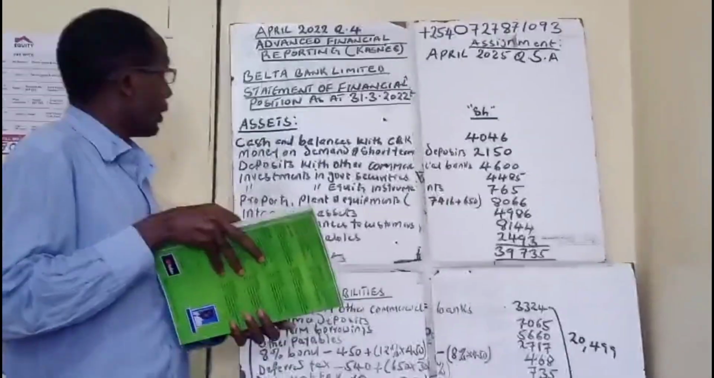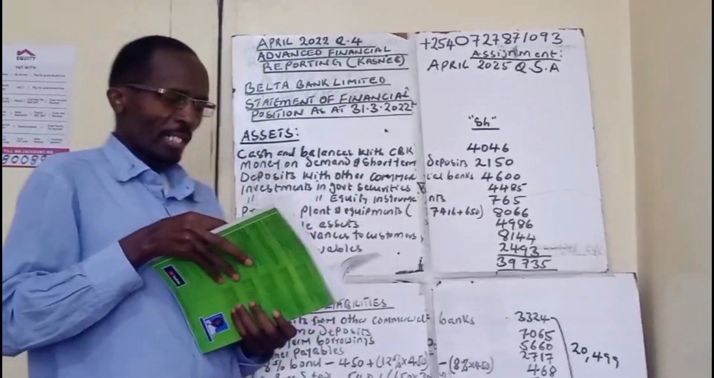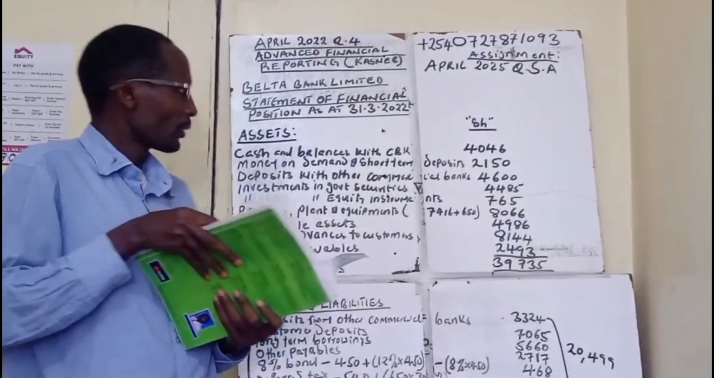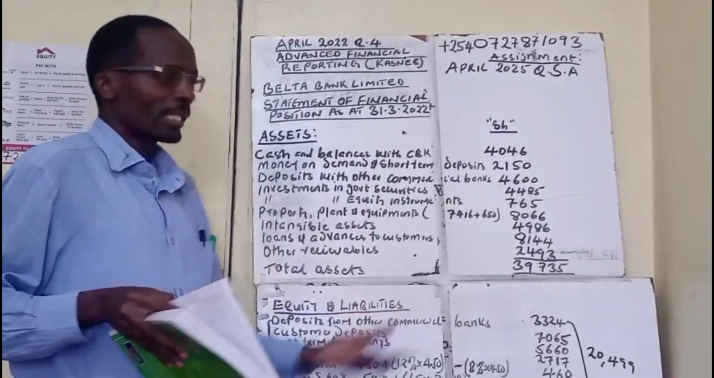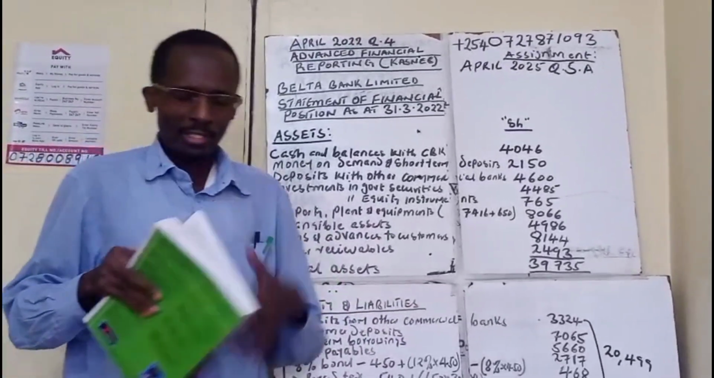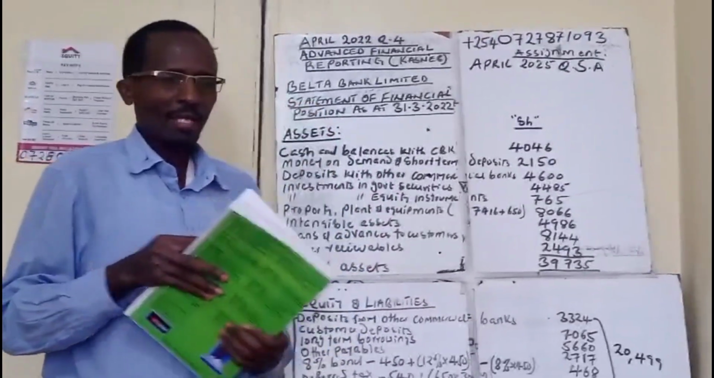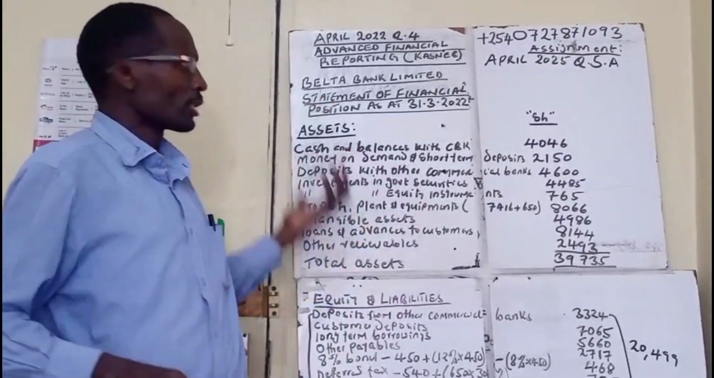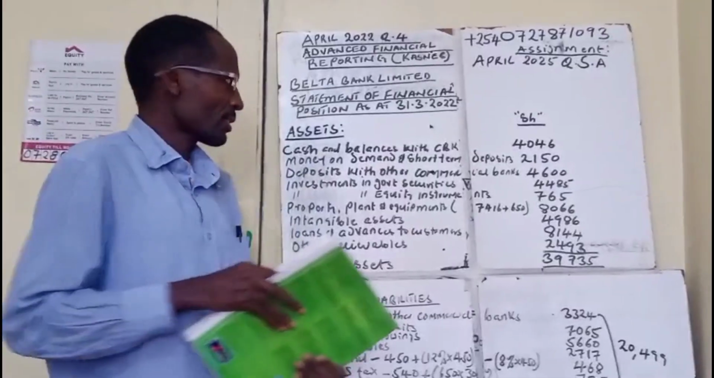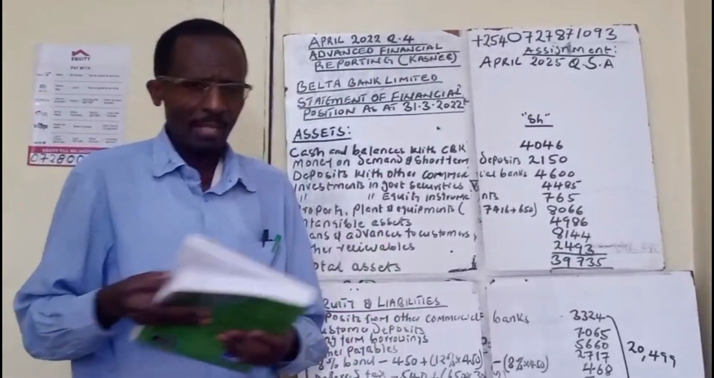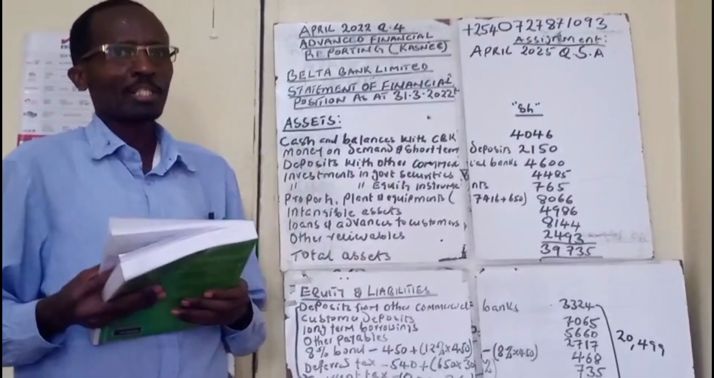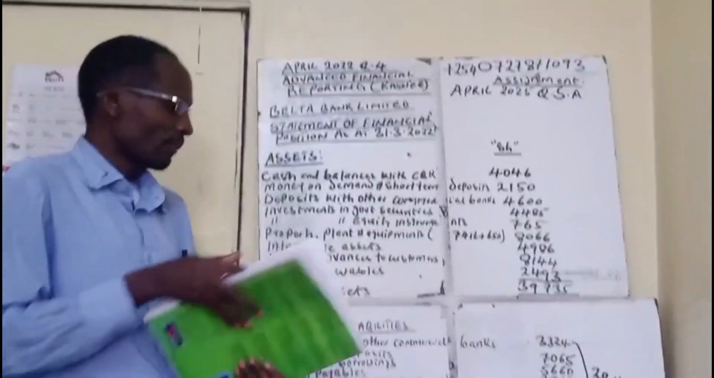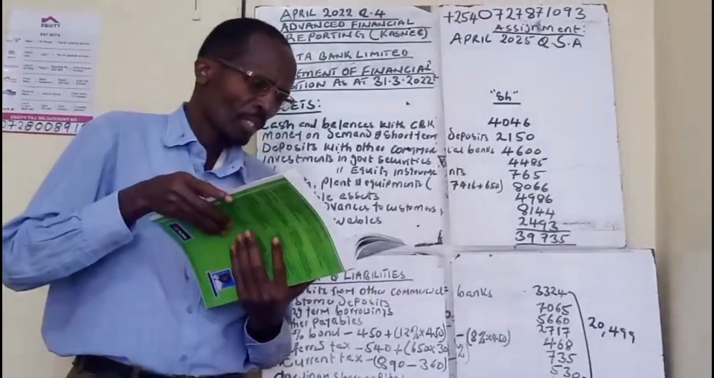Now for the banks, as we discussed last time, you just need to show the assets, then equity and liabilities. As opposed to other companies, you don't need to show non-current assets and current assets, current liabilities and non-current liabilities. For banks, just show the assets, then equity and liabilities.